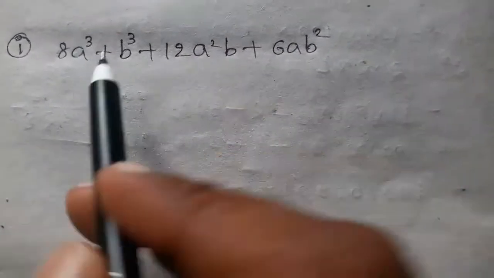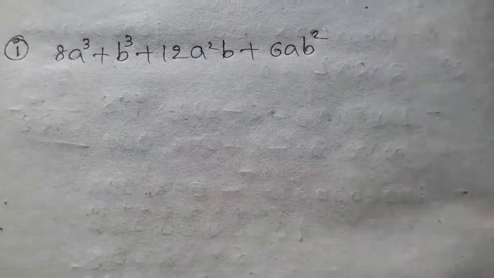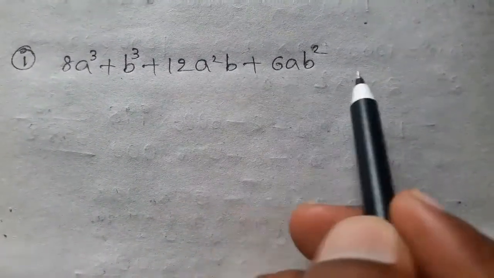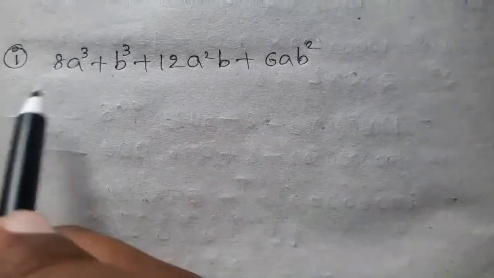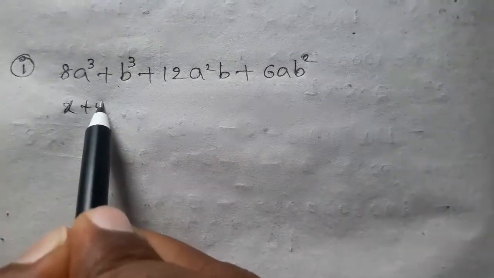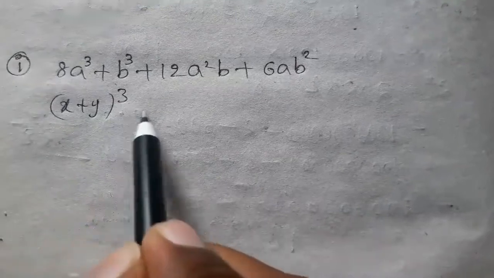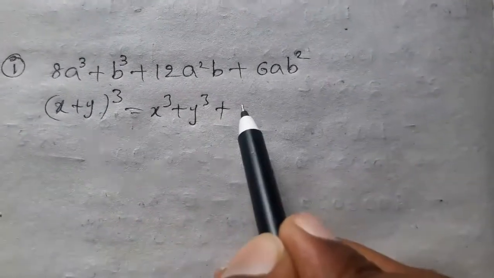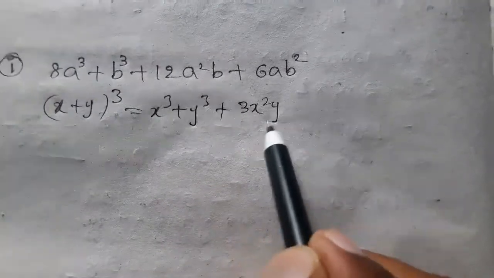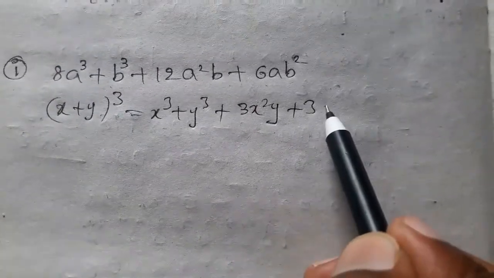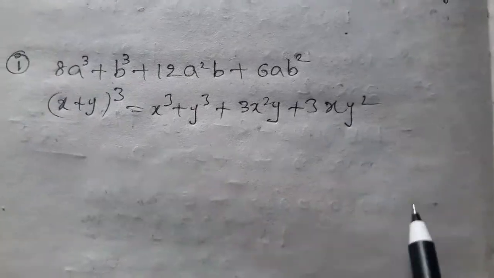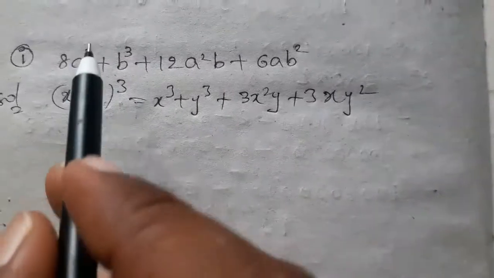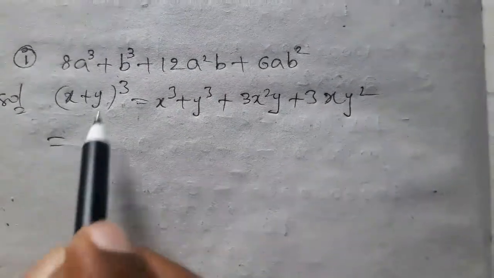So what is given? 8a cube plus b cube plus 12a square b plus 6a b square. This is in the form of (x plus y) whole cube. That means x cube plus y cube plus 3x square y plus 3xy square. This format is there, isn't it? Now see here, this can be converted like that.